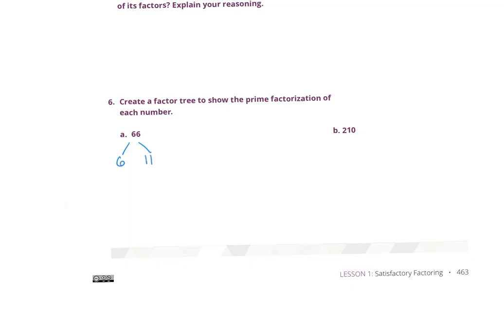So if you do 6 and 11, 6 is not prime. It still has things that make it. So 6 is made up of 2 times 3, and 11 is prime. So 11 is just 11. So the prime factorization of 66 is 2 times 3 times 11.